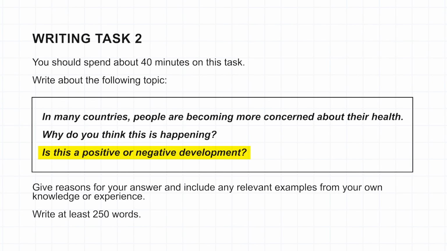So let's look at a sample using our question. So we're going to focus in on the question, which is, is it a positive or negative development? Just a fancy way of saying, is it a good or a bad thing? So this requires you to take a position and keep it super simple. Either say, I think it's good, or I think it's bad. Look at the question, think about it. Which one is easier to write about?